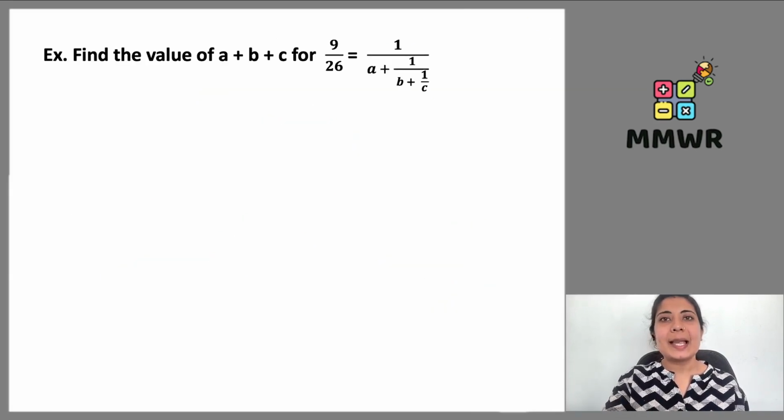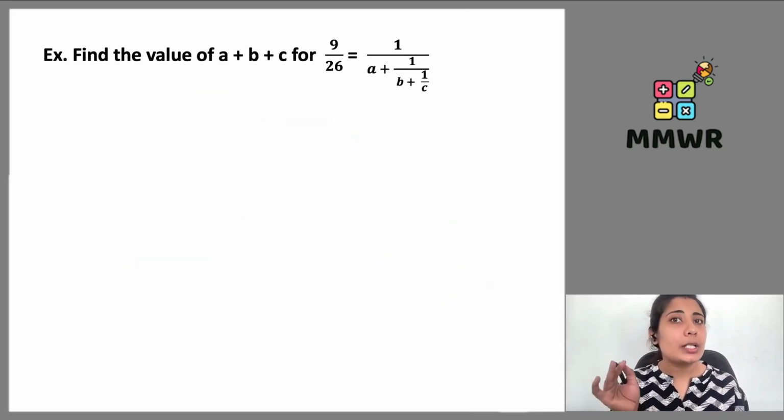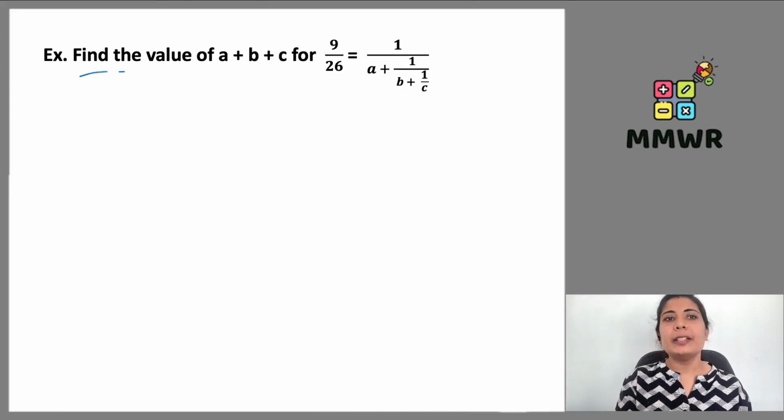Okay. Next example in which we have to convert a given fraction, we have to write it in the form of continued fraction. And we know the shortcut method. So find the value of a plus b plus c for 9 upon 26 is equal to 1 upon a plus 1 upon b plus 1 upon c.